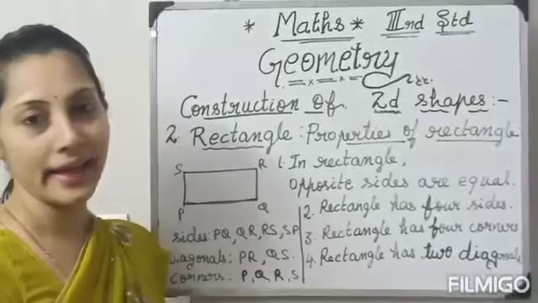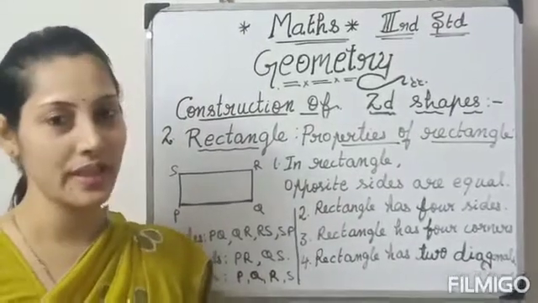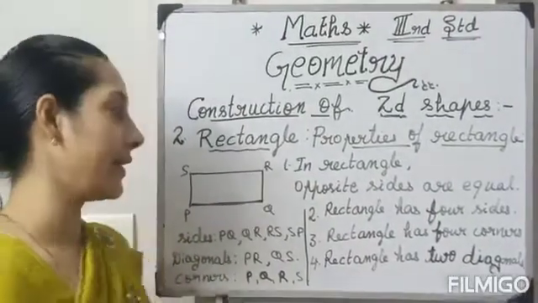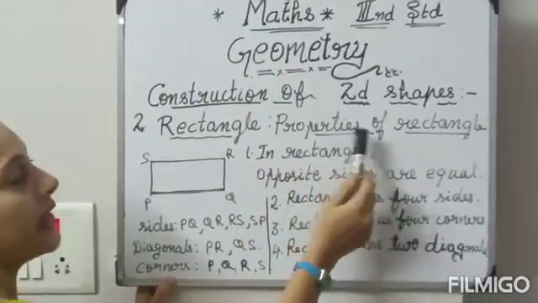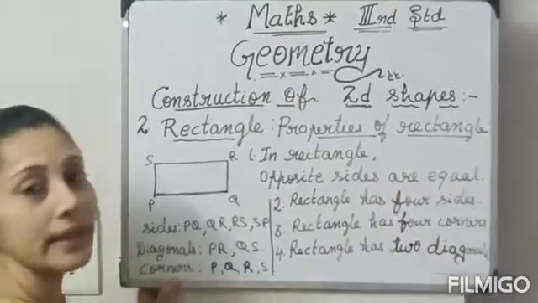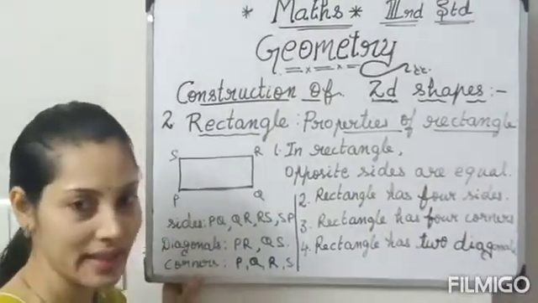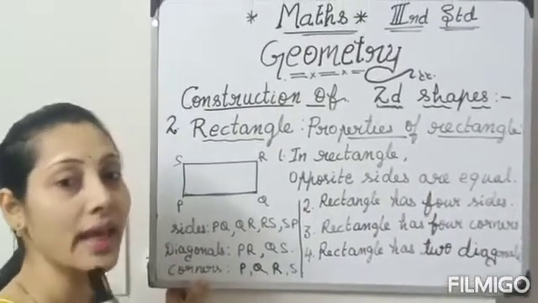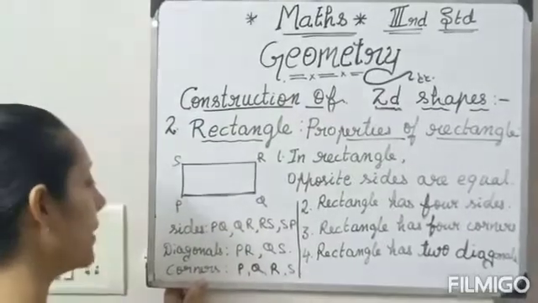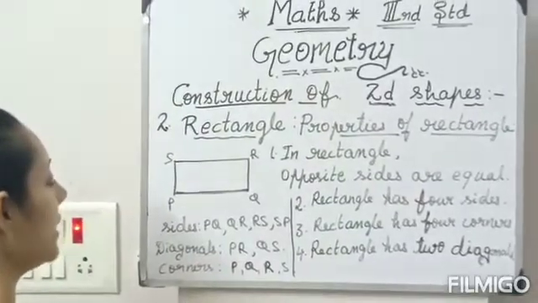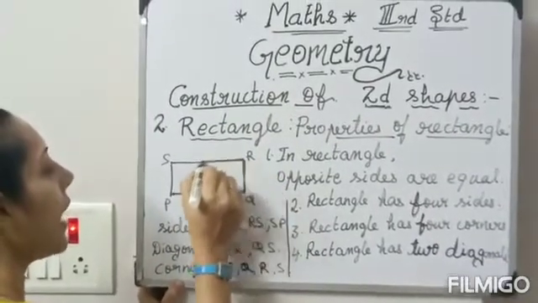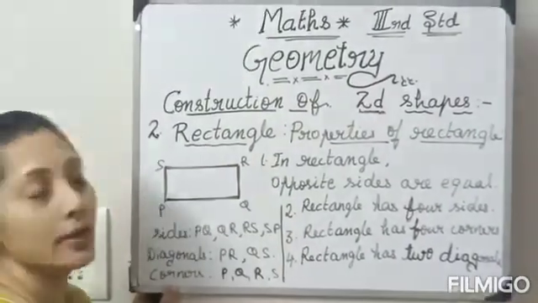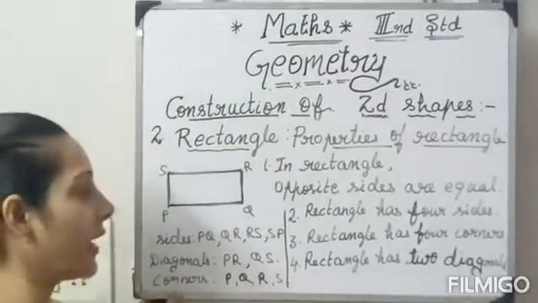Let's see rectangle. Now what have we seen? We have seen square. Now it's rectangle. Properties of rectangle. R-E-C-T-A-N-G-L-E, rectangle. How do you have to draw a rectangle? P-Q-R-S. This is our rectangle.